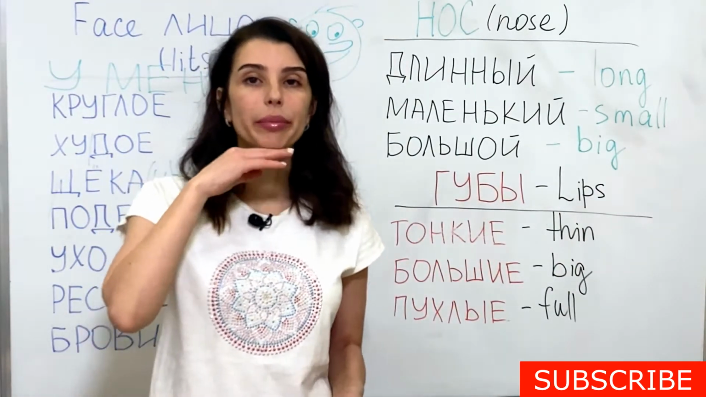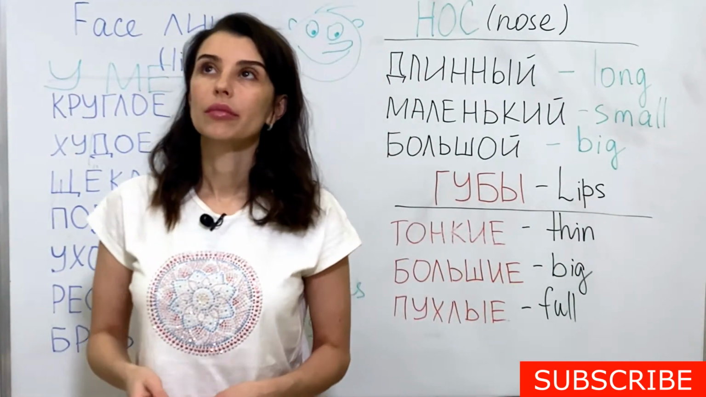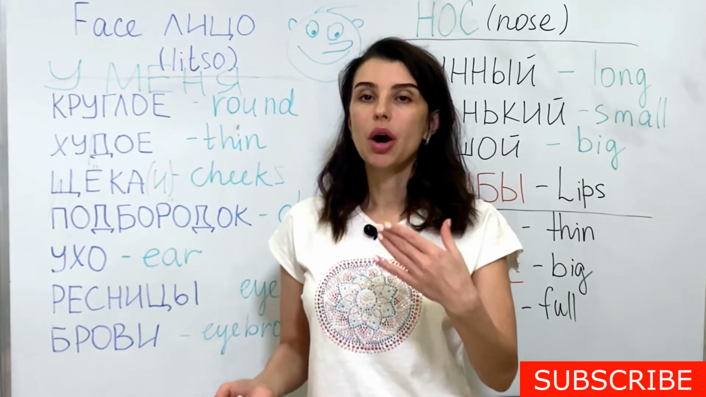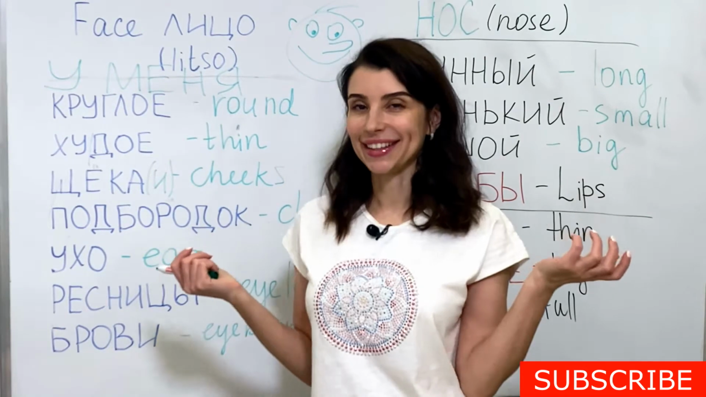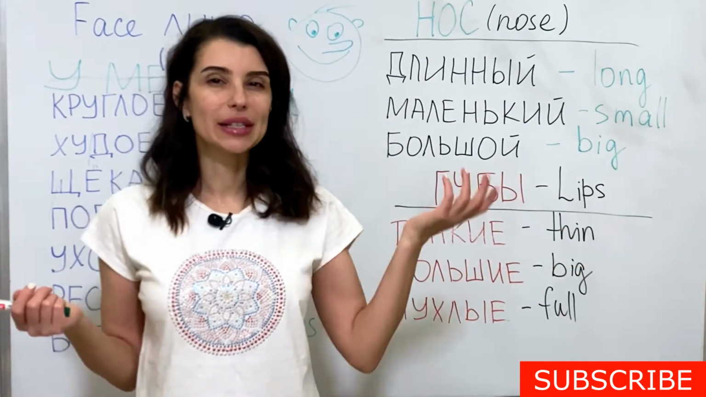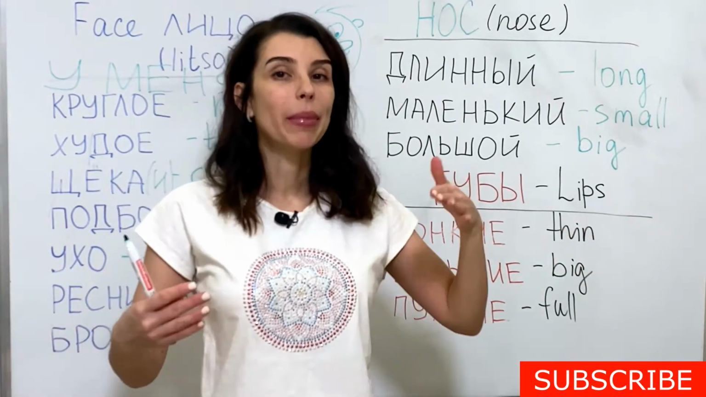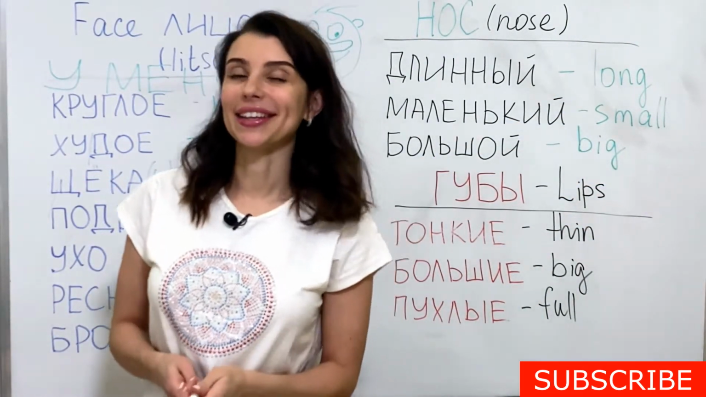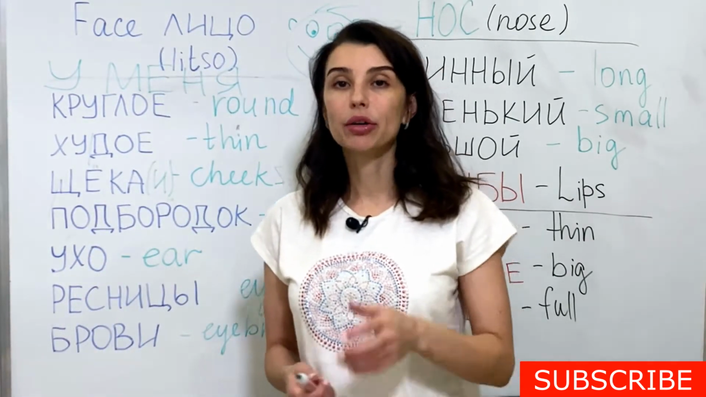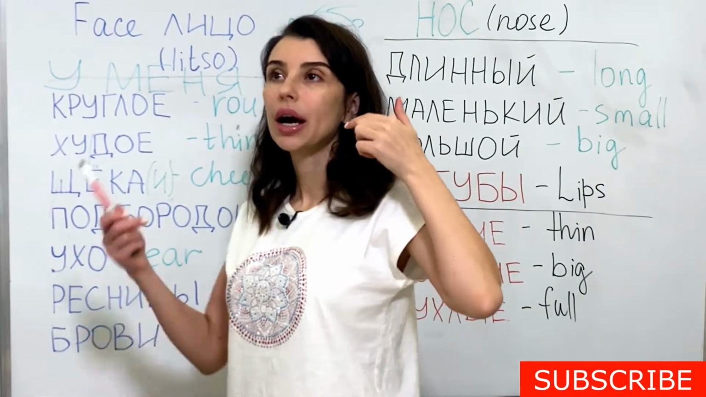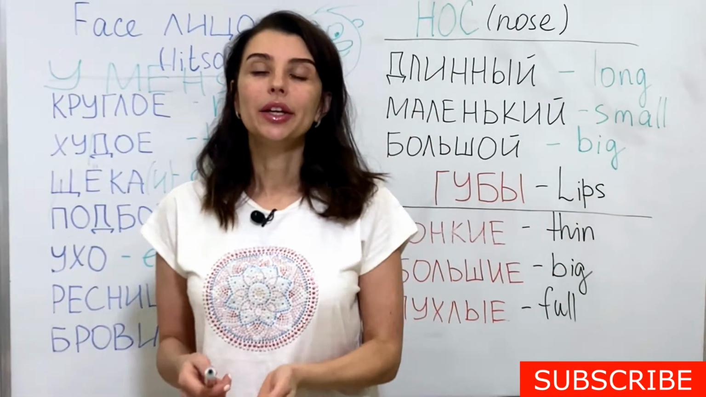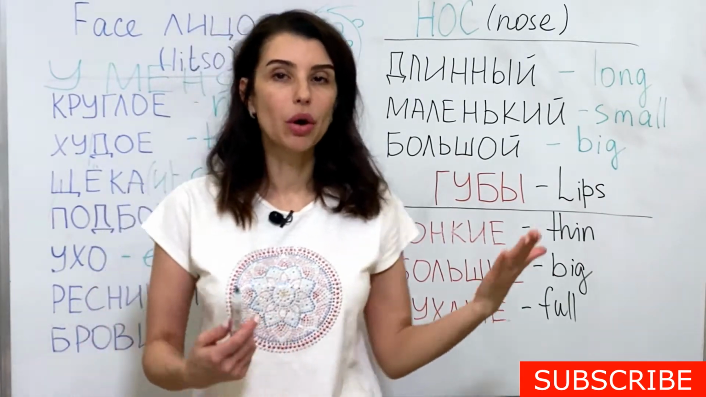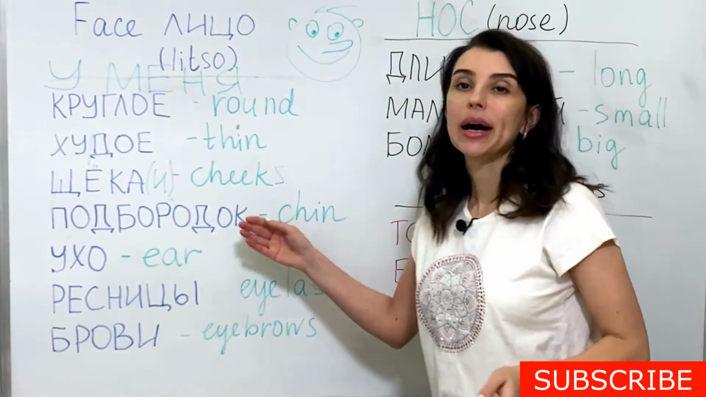Okay, chin, подбородок, chin. I can have a big one, большой, or small, маленький. I told you in the previous lesson about маленький, большой. Большой means big, but small, маленький. So about the chin, nose, eyes, lips, whatever, you can say маленький or большой, right? Small or big.